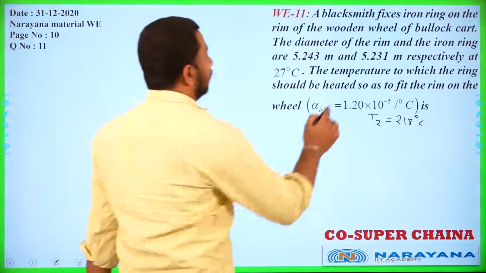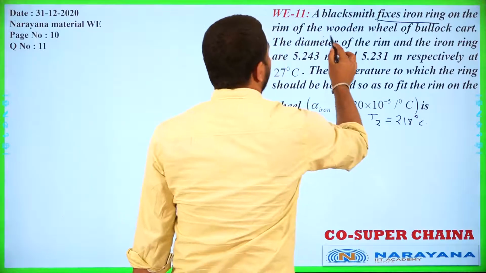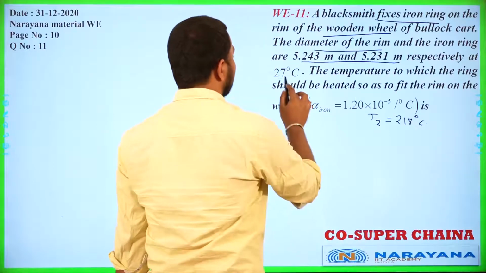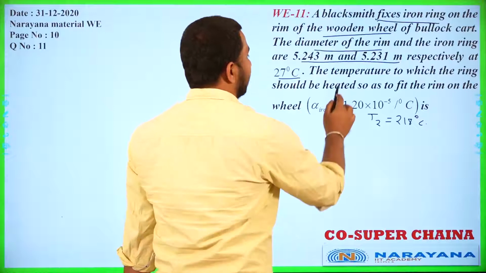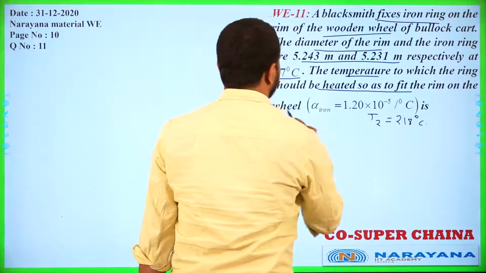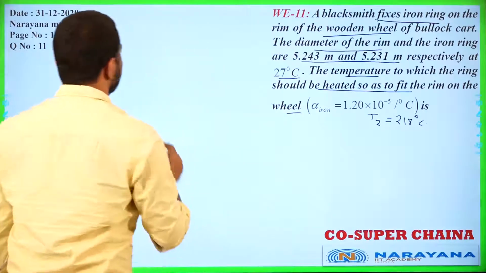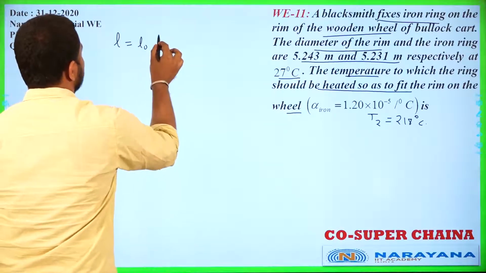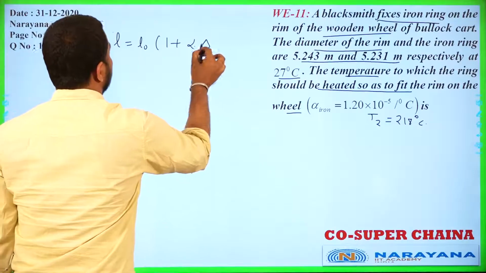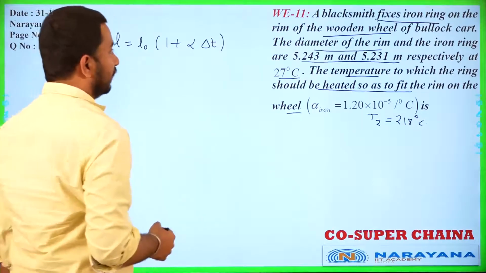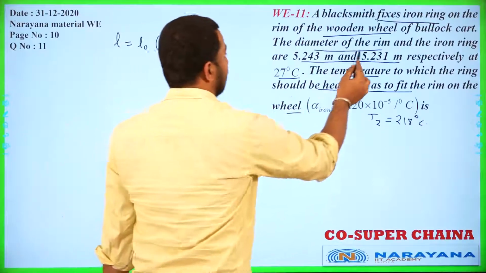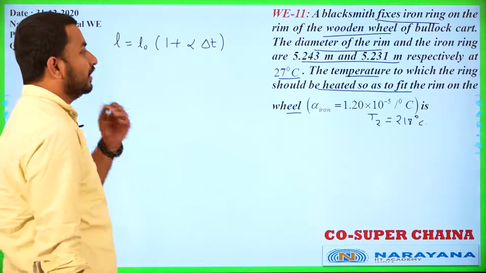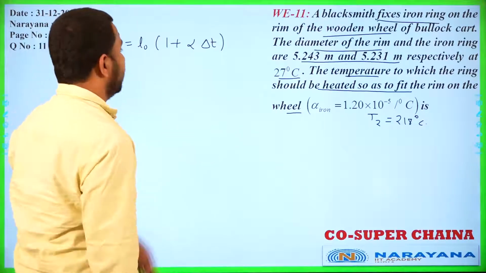A blacksmith fixes an iron ring on a wooden wheel of a bullock cart. The diameter of the ring is given to be this. At this temperature, the ring should be heated so that it fits. So here, students, this is the expansion: L is equal to L naught times 1 plus alpha delta T. The diameters of the rim and the iron ring are given, and we need the temperature at which to heat it so that one fits on the other.